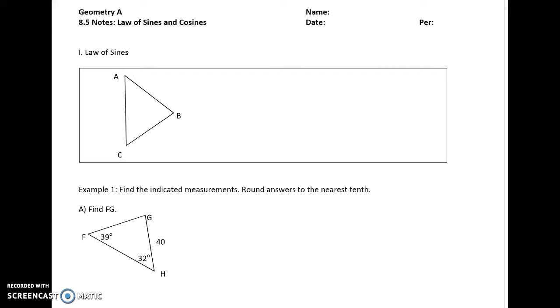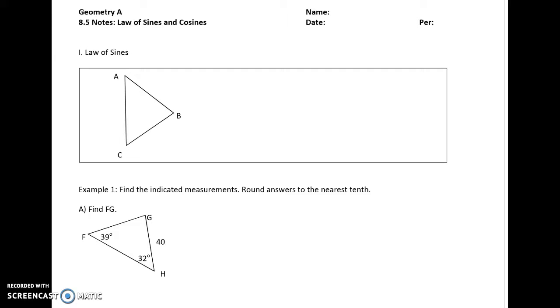So up until now, we've been dealing with just right triangles because SOHCAHTOA and the Pythagorean theorem only work with right triangles. But let's face the reality of triangles. We don't always deal with just right triangles. So how can I find missing sides and angles of any triangle? That's where the law of sines and cosines come in.